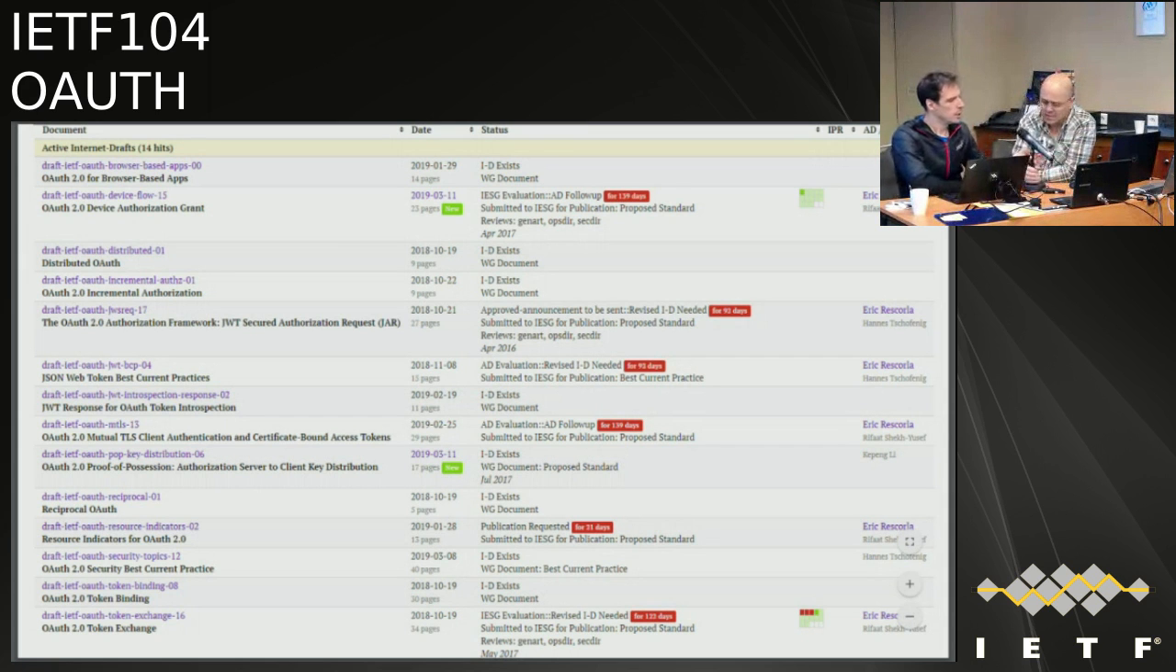So for the token exchange, Brian said that his priority is on the token exchange and not so much on updating the token binding at the moment. So hopefully we'll get a new version of the token exchange submitted to address some of the comments. Yeah, that's the status.